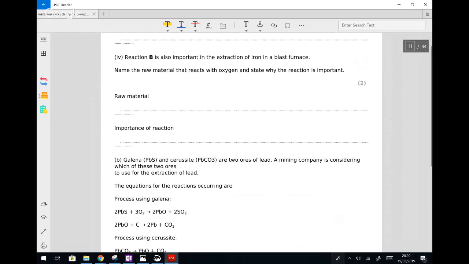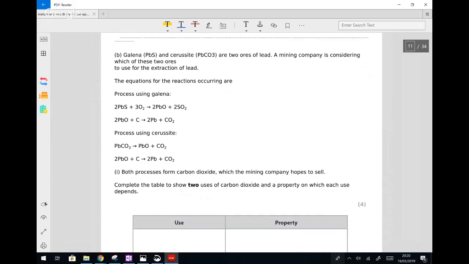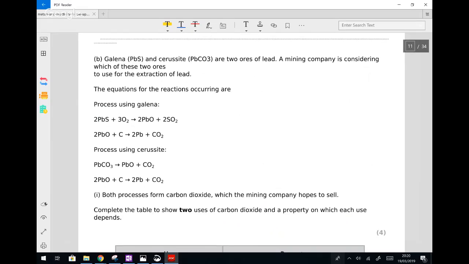Importance of reaction, let's go up to this one. Galena is lead sulfide, and cerussite is lead carbonate. They are two ores of lead. I haven't talked about lead in this webinar.